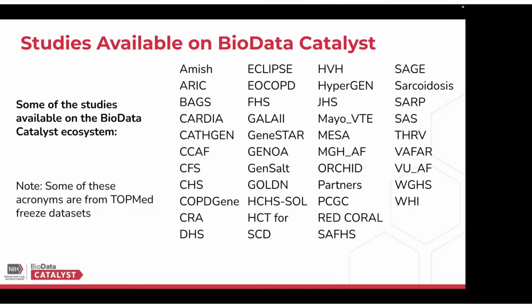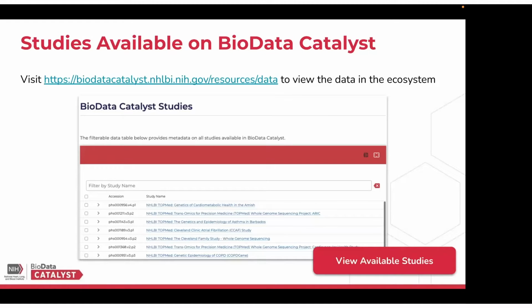And so I guess to start with the democratizing data section, here's a list of just some of the studies that are currently available on the BioData Catalyst ecosystem. And just to note that some of these acronyms are from the TOPMed freeze data sets. So if you aren't sure what they stand for, that's where they come from. Additionally, if you would like to search the available data sets on the ecosystem yourself, you can visit this link on the BioData Catalyst website, and you can search based on study name or accession number there.